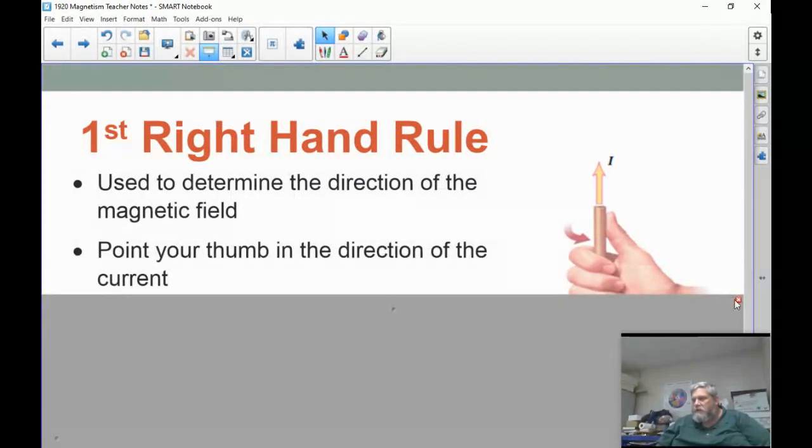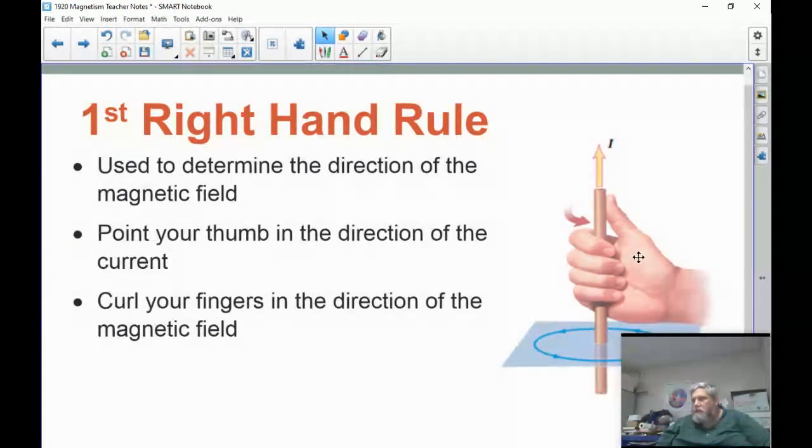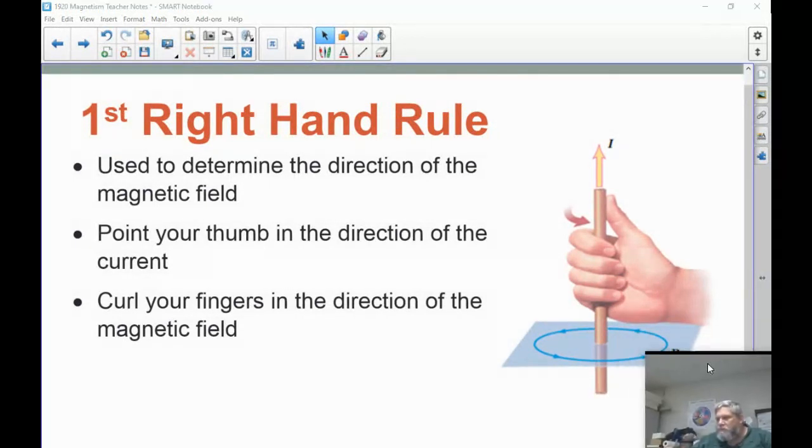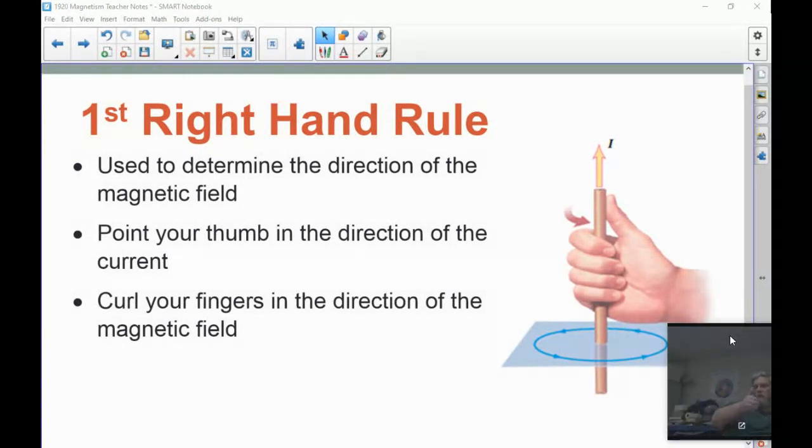The first thing you're going to do is point your thumb in the direction of the current. So if my wire is pointing upwards and the current is going upwards, you'd put your thumb upwards. If the current was going downwards, you'd put your thumb downwards. If it was going this way, you'd point your thumb in the direction of that current.